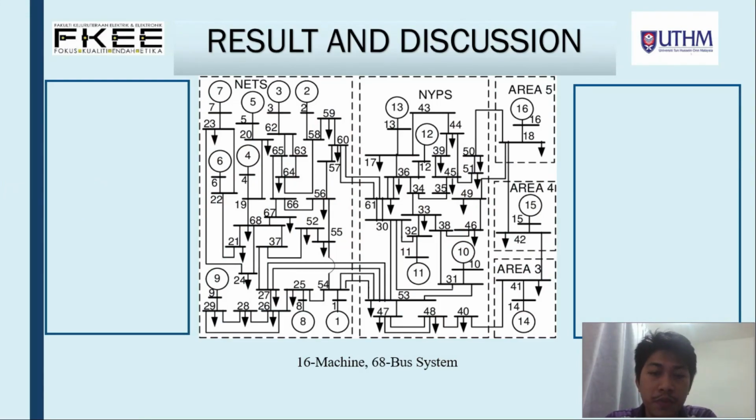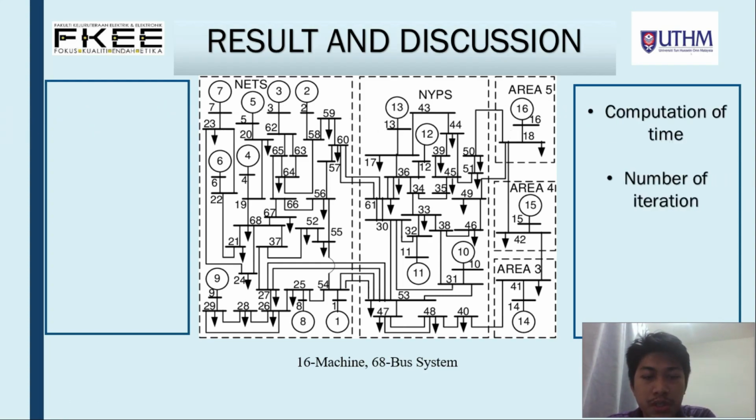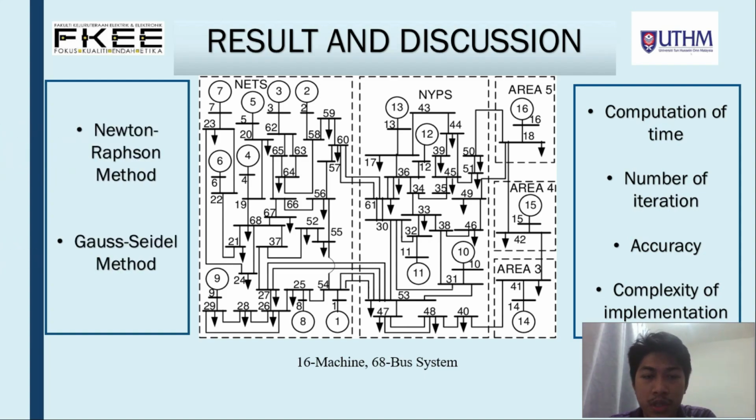My name is Muhammad Shafiq and now I will continue the presentation about the results and discussions. So this is the example of line diagrams for power load analysis for our data projects, which is a 60 machine and 68 bus system. In the experiments, we are going to compare computation times, number of iterations, accuracy, and the complexity of the implementations by using two different methods, which are the Newton-Raphson method and the Gauss-Seidel method.